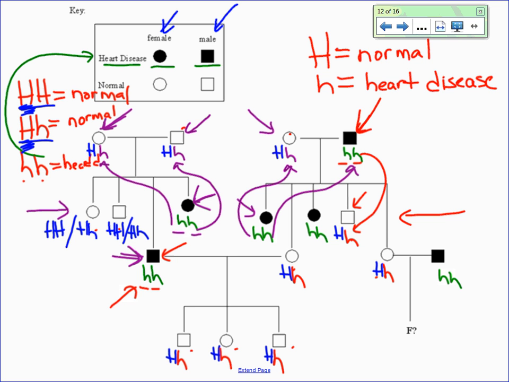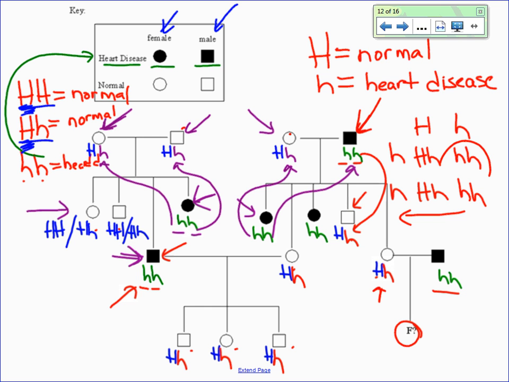All right. So then an overall question would be taking a look at F. All right, you could start to figure out what F's probabilities are. All right, you have this parent here with big H, little h. You have this parent here with little h, little h. And if you do that math out, there would be a 50% chance that that kid would have heart disease.